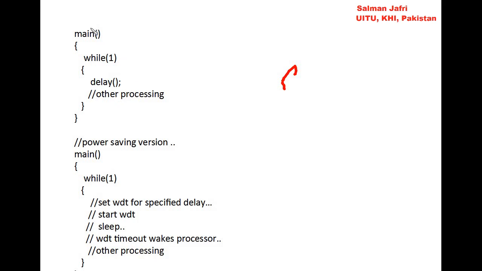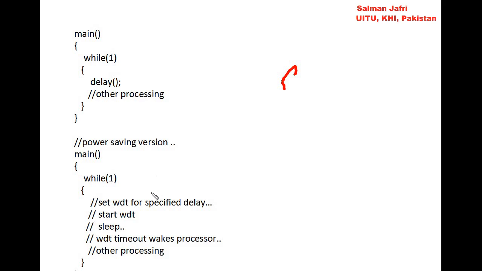Now the main disadvantage of this approach is, if we only have to wait and do not do any other processing, we are still executing instructions at full clock frequency. So when we are executing instructions at full clock frequency, we are wasting time and we are wasting energy, right? So the other method is the power saving version. In the power saving version, we make use of the watchdog timer to generate the delays.